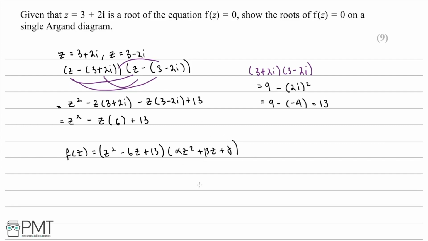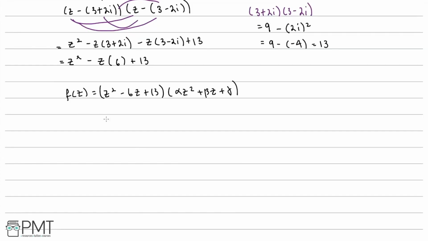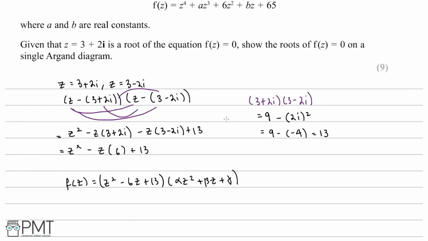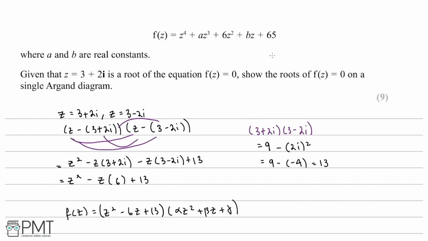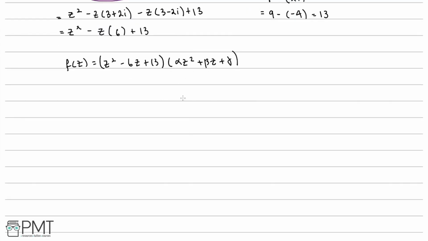Now this is just a formula for a general quadratic, so this is just saying that our quadratic that we found earlier multiplied by some other unknown quadratic is equal to our quartic f of z. Well, we can find out the values of alpha, beta and gamma by using some inspection. So, for example, the constant 65 can only be formed if we have two constants multiplied by each other. In this case, 13 gamma is equal to 65, and thus gamma has to be 65 divided by 13, which would just be 5.